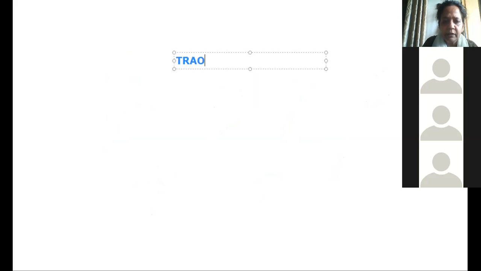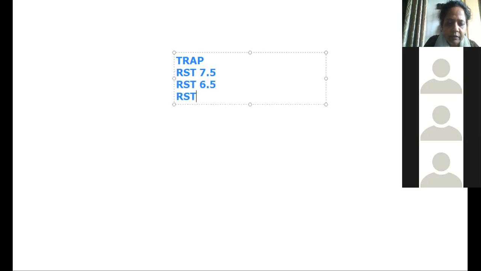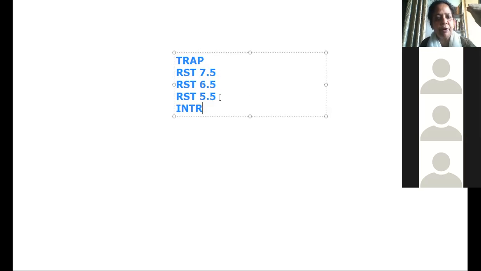Then what are the hardware interrupts which 8085 has? One is called TRAP. The second one is RST 7.5. Just remember these numbers: RST 6.5, RST 5.5, and then INTR. According to the priority, TRAP has the highest priority, RST 7.5 has the next one, 6.5 has the third priority, the fourth priority is RST 5.5, and the last priority is INTR.